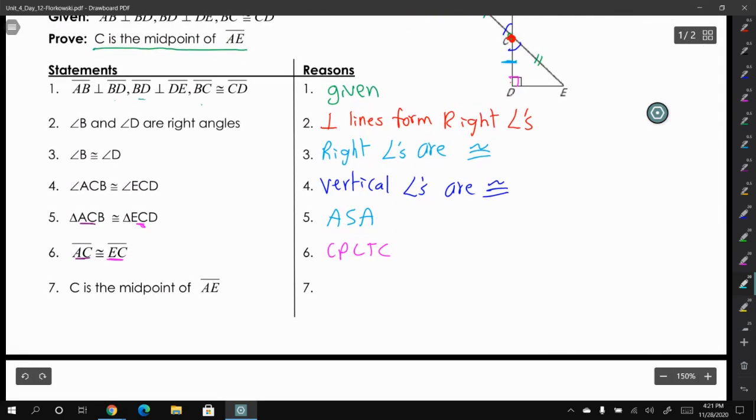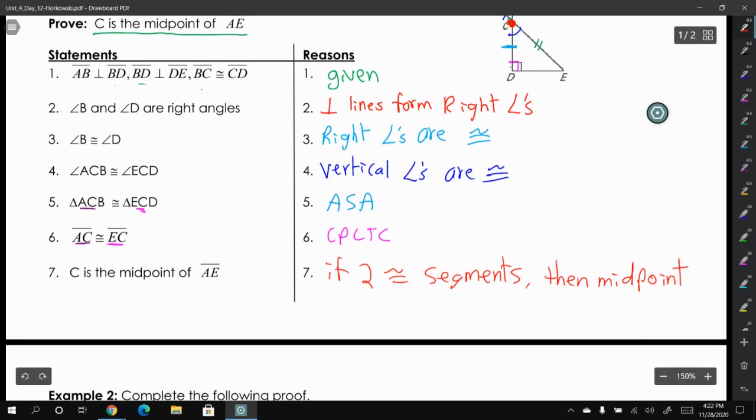So why can we say that? What allowed us to make that claim? Well, what made our claim is if we have two congruent segments, and then we have a midpoint. You could also just say the definition of a midpoint.